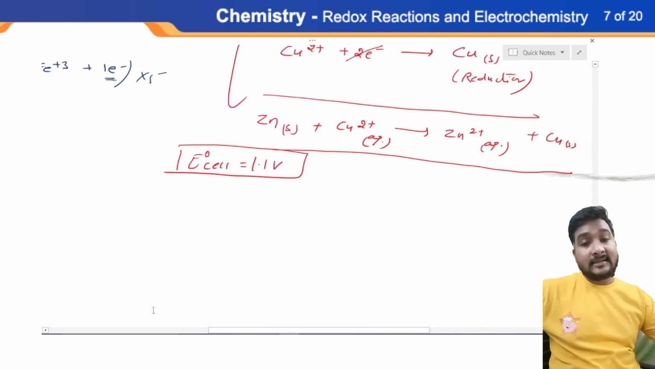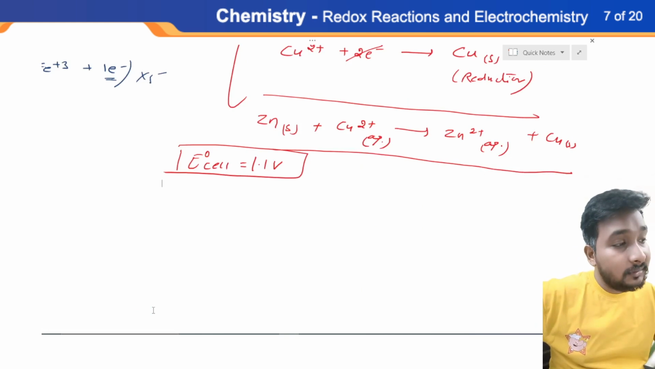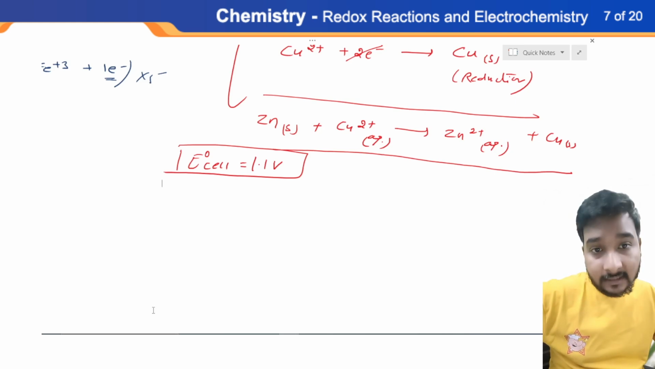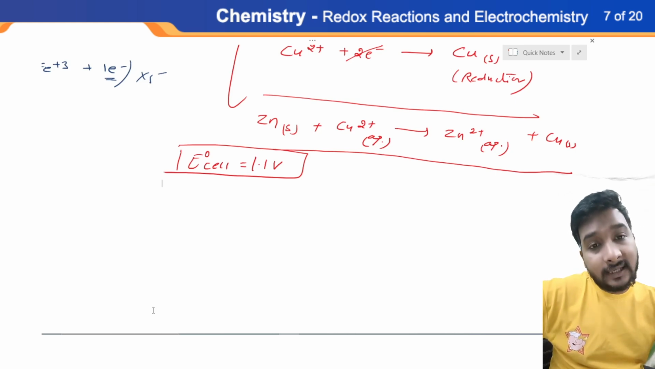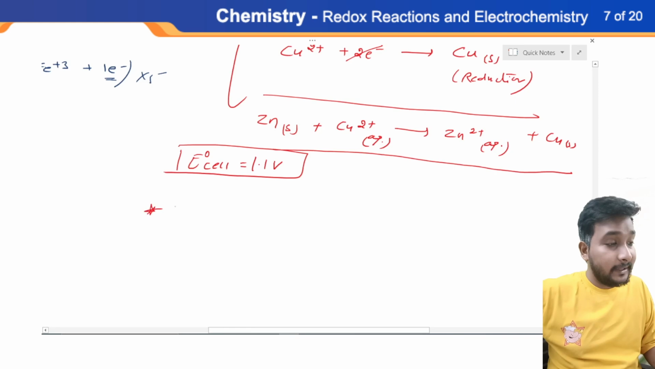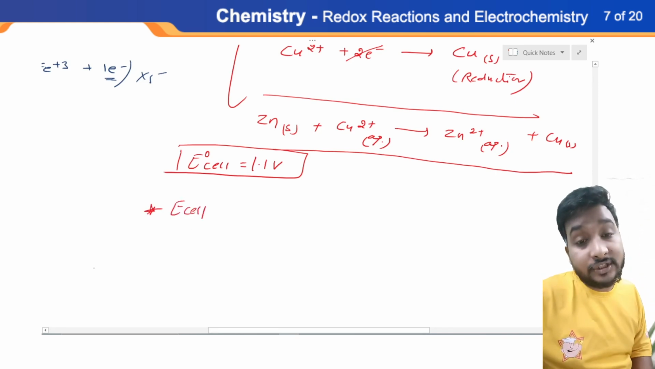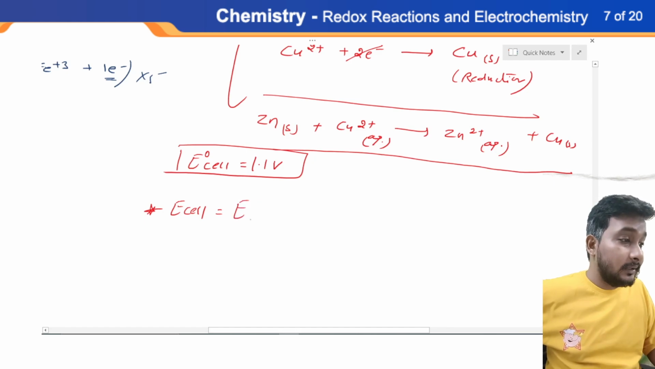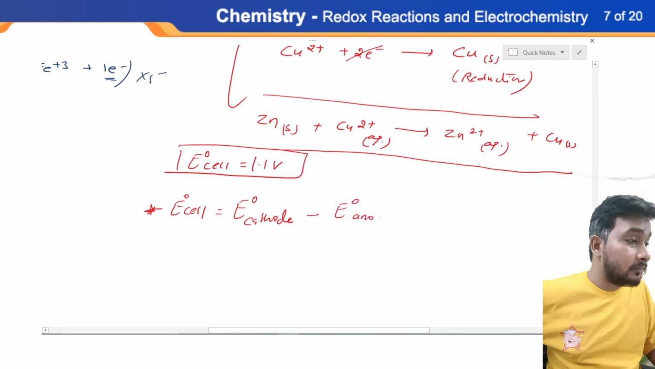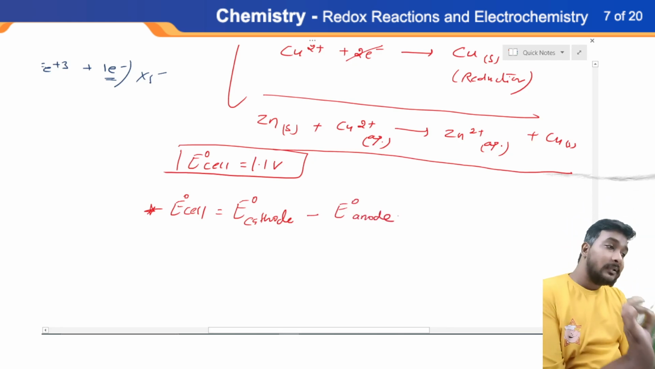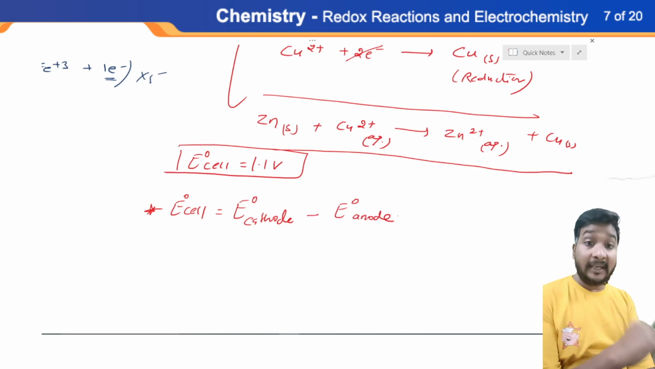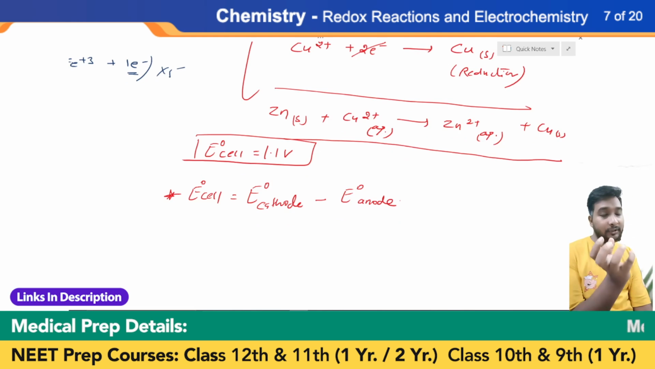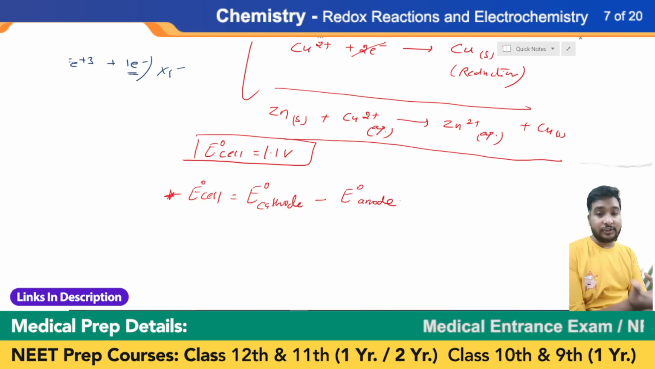One more thing, many students have asked me, sir, how can we determine the potential of a cell if the potential of the cathode and the potential of the anode are given? So let me tell you. If we have to find the E cell, meaning the electrode potential of the whole cell, we can write a formula: E naught cell equals E naught cathode minus E naught anode. If you have the electrode potential values of the cathode and anode individually, you can subtract them, and you will get the total electrode potential of the whole cell.